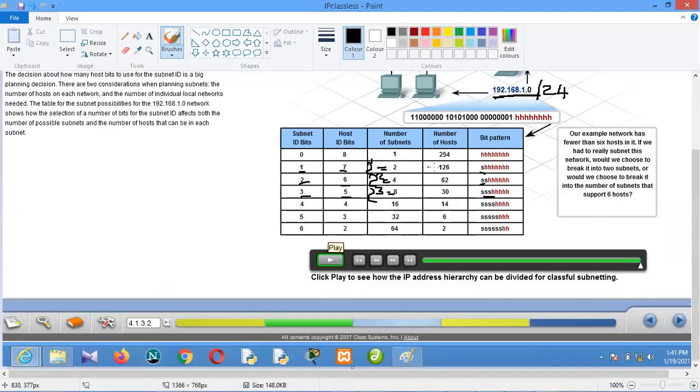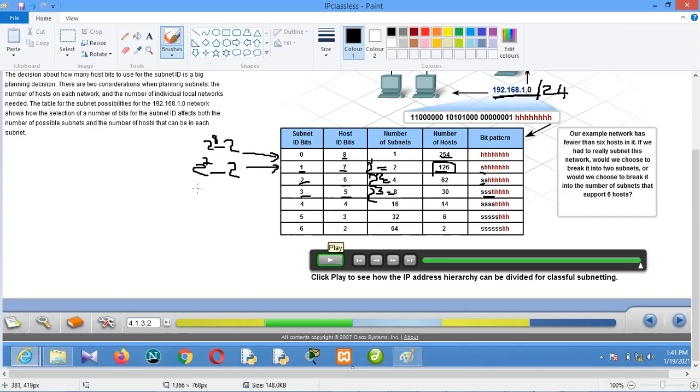The number of hosts or valid IP addresses is going to be 2 raised to the power of how many bits remain, which is 7. We took 1, remaining 7. The default is 2 raised to the power 8 minus 2, which is 254. This one is 2 raised to the power 7 minus 2. It's going to give us 126.